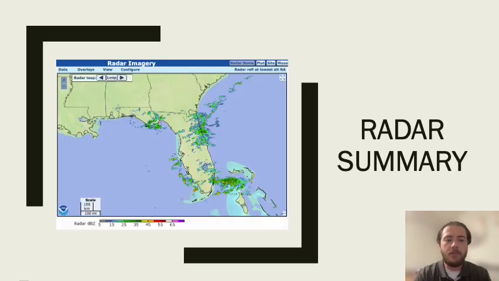Next, we have the radar summary chart for Florida, where we could see from the previous chart, the aviation forecast, that there was the possibility for some thunderstorms. And we can see all the areas that they were predicting there's going to be thunderstorms if we were to leave at this specific time. So the radar summary is going to show us exactly that. It's going to show us a summary of thunderstorms and other precipitation, large clouds in specific areas.